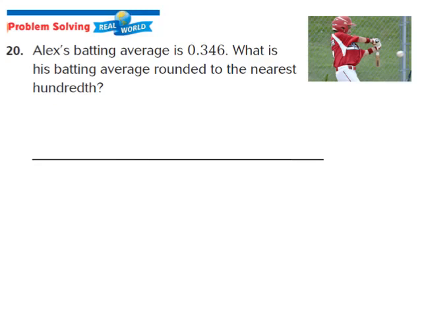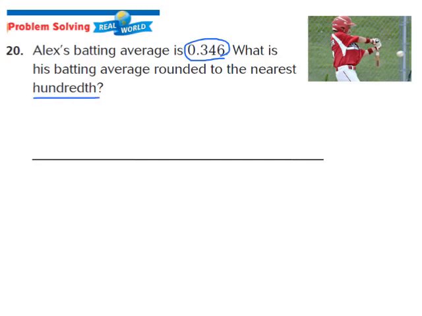Now, let's check out question number 20. It's another one of our real-world problem-solving questions, and number 20 says, Alex's batting average is 346 thousandths. What is his batting average rounded to the nearest hundredth? So what I know is this. In my problem, they give me Alex's batting average, which is 346 thousandths, and they want to know what his batting average is rounded to the nearest hundredth.